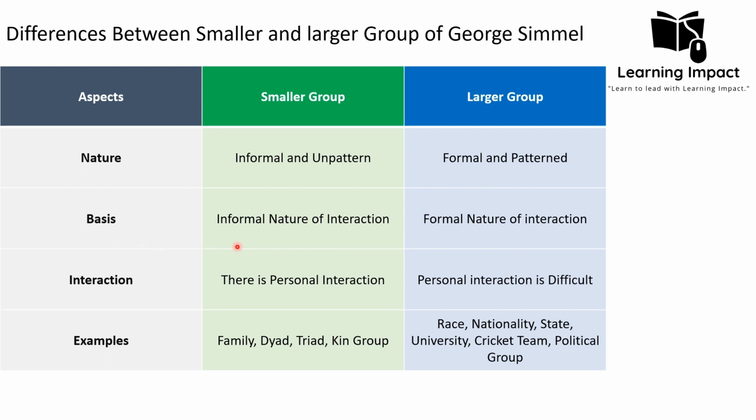Now the basis of the smaller group is that it is based on the informal nature of interaction, as we discussed. For example, how you communicate with your parents or your siblings is informal and more casual, as compared to how you interact when you are a part of a political group or part of the cricket team.